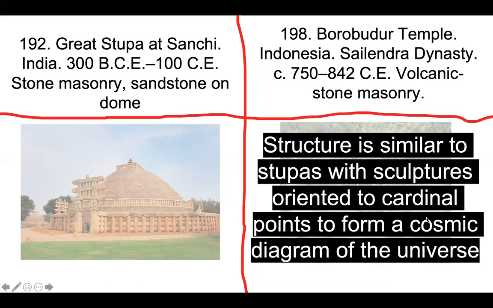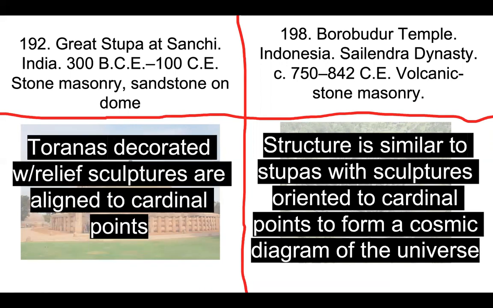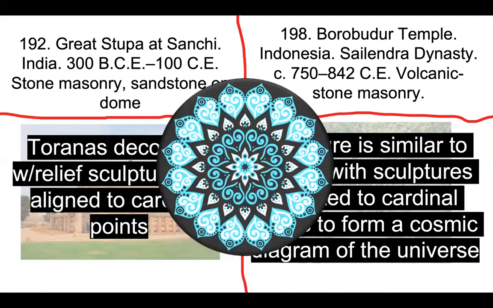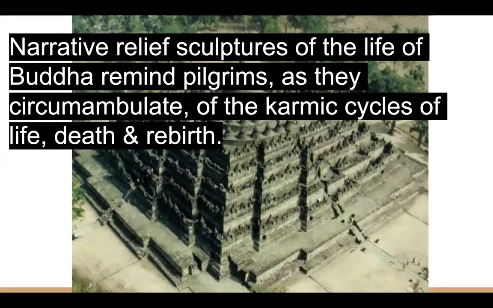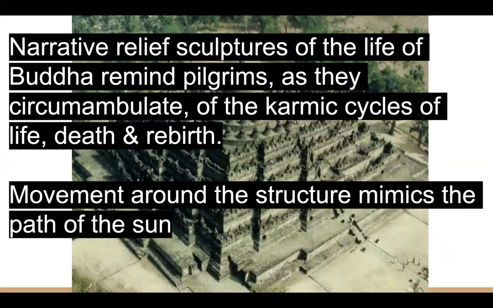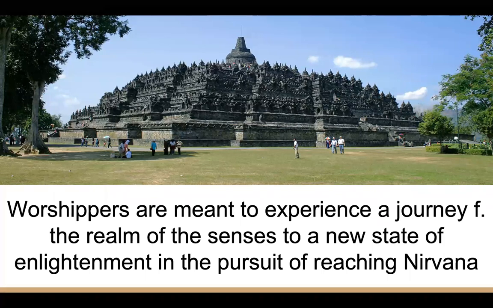All right, Borobudur temple structure is similar to stupas, with sculptures oriented to cardinal points to form a cosmic diagram of the universe. So again, they're both formed as mandalas. All right, this is covered with narrative relief sculptures of the life of Buddha that reminds pilgrims as they circumambulate of the karmic cycles of life, death, and rebirth. Movement around the structure also mimics the path of the sun, and worshipers are meant to experience a journey from the realm of the senses to a new state of enlightenment in the pursuit of reaching nirvana.